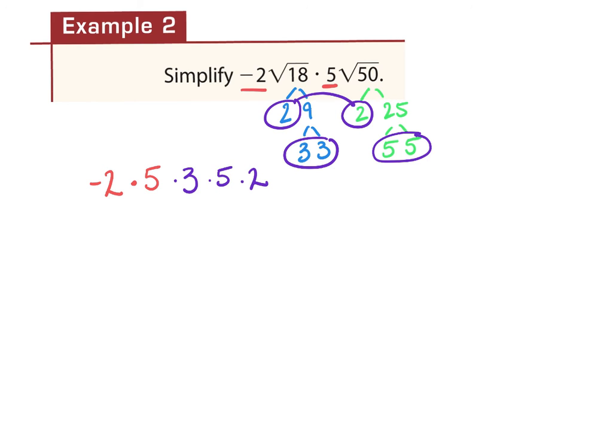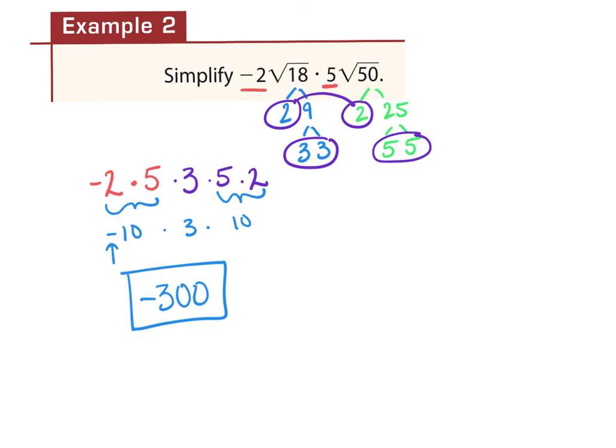I can multiply -2 times 5. I would actually do it this way. -2 times 5, -10, and 10, and 3. What am I going to get there? 10 times 10 is 100 times 3 is 300. Don't forget your negative. My answer here is -300.